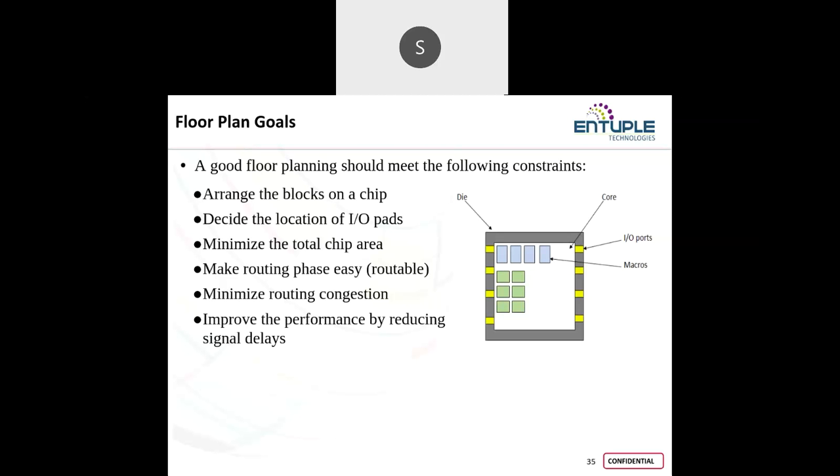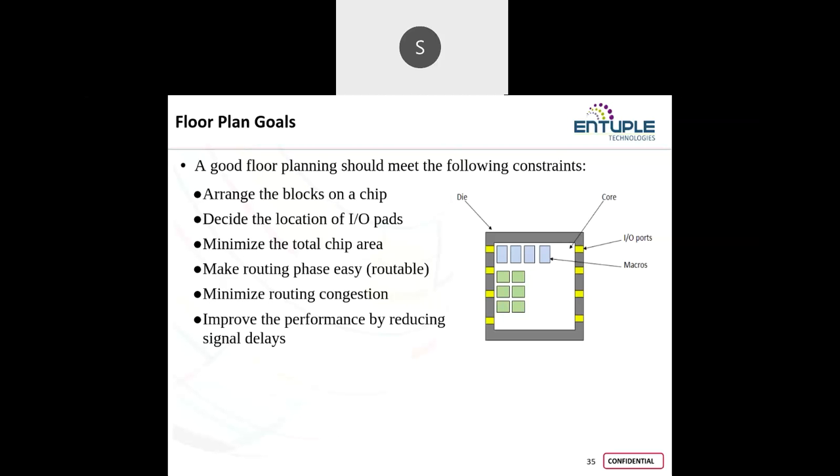By arranging all the macro blocks in the design properly, that will also give you good floor planning. It also depends on deciding the IO pads location. You can say the IO pins or pads, and placing and deciding those locations, based on those things also I can get a good floor planning. As I have already told, these are the few goals.